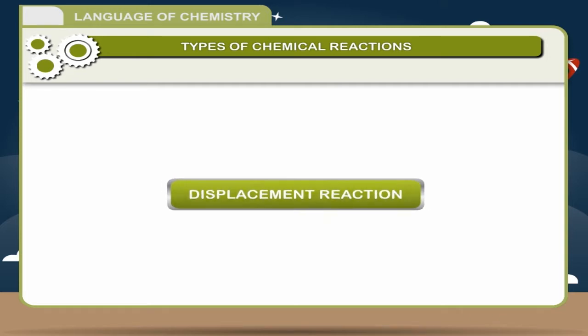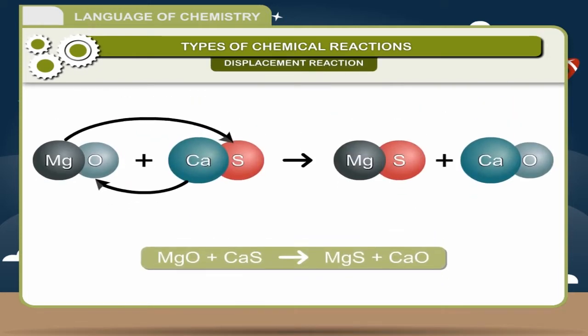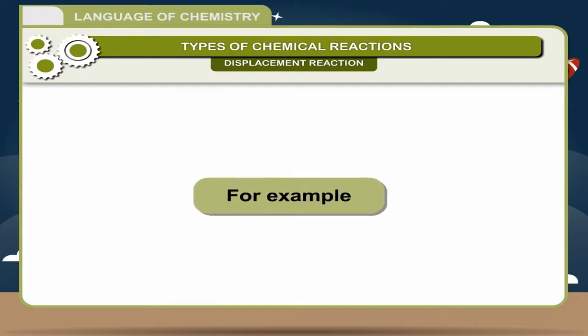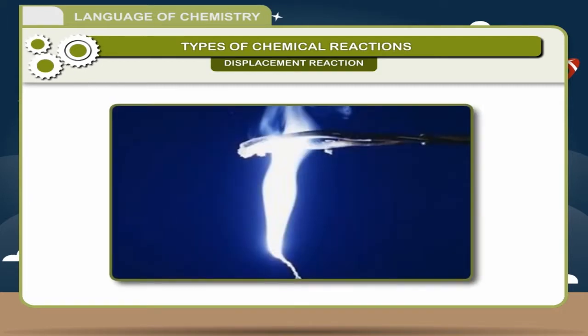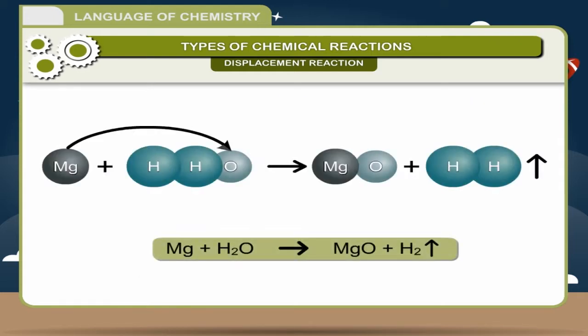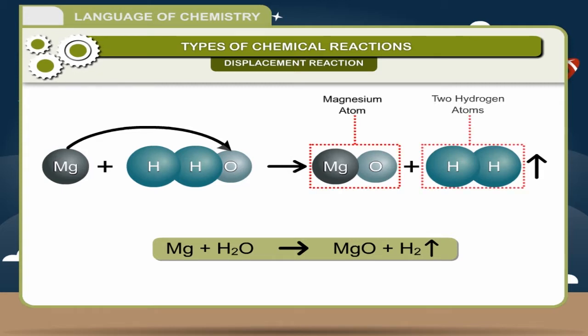Displacement reaction. In such reactions, one element displaces another from its compound and takes its place therein. For example, when placed in steam, a burning magnesium ribbon continues to burn, forming magnesium oxide and hydrogen. Mg plus H2O gives MgO plus H2. In this reaction, a magnesium atom displaces two hydrogen atoms and takes their place.